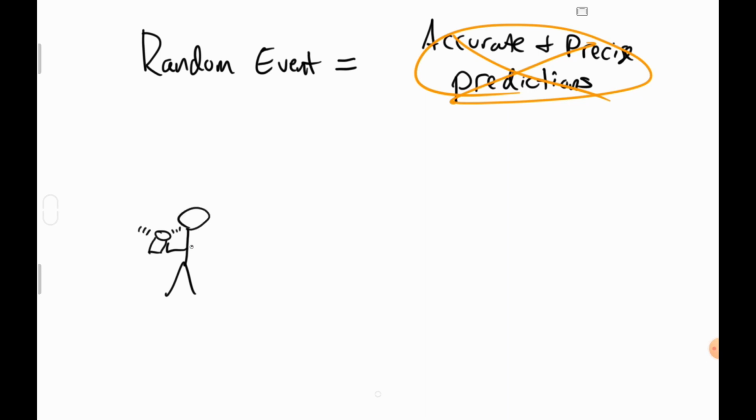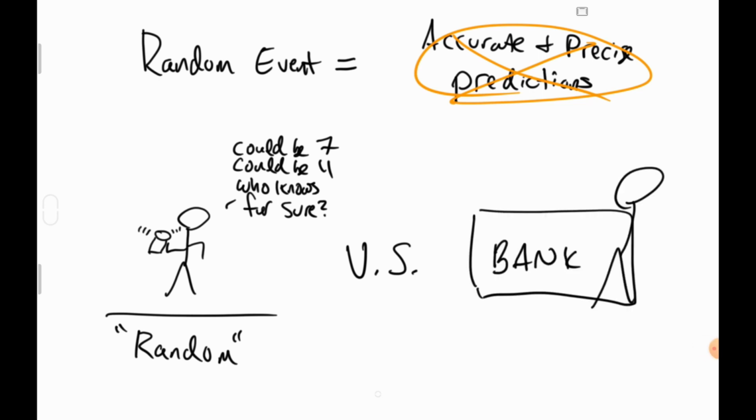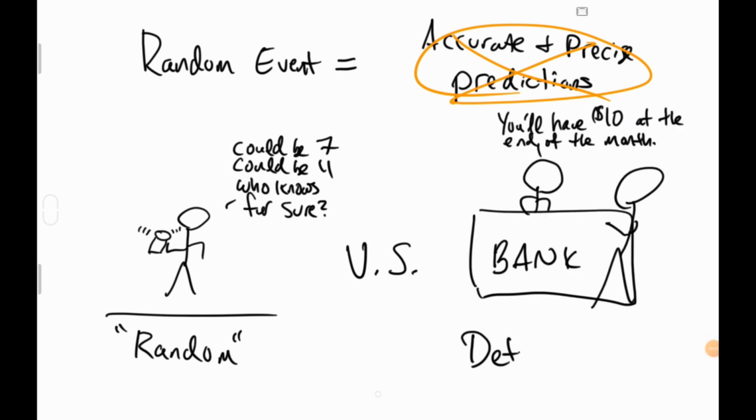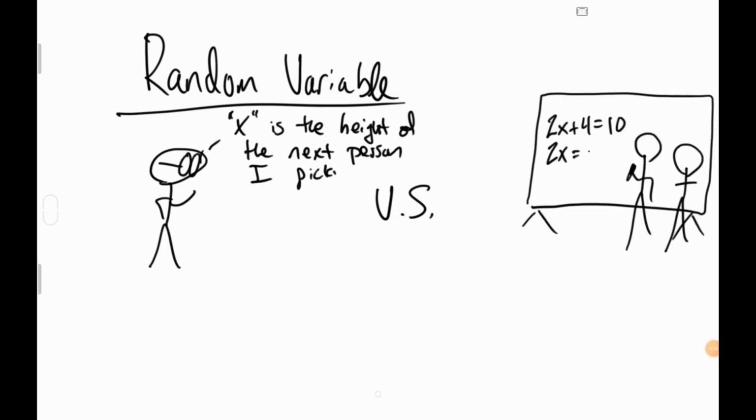In statistics, events are called random if the outcomes cannot be accurately and precisely predicted, like the sum of the numbers on two rolled dice, as opposed to deterministic events whose outcomes can be accurately and precisely predicted, like the amount in your savings account at the end of the month. A variable is often called random if its value isn't fixed and depends on outcomes of a selection process or experiment, like the height of a person who hasn't been picked yet, as opposed to algebra where a variable, even when unknown, is fixed, like the area of a circle once you know the radius.